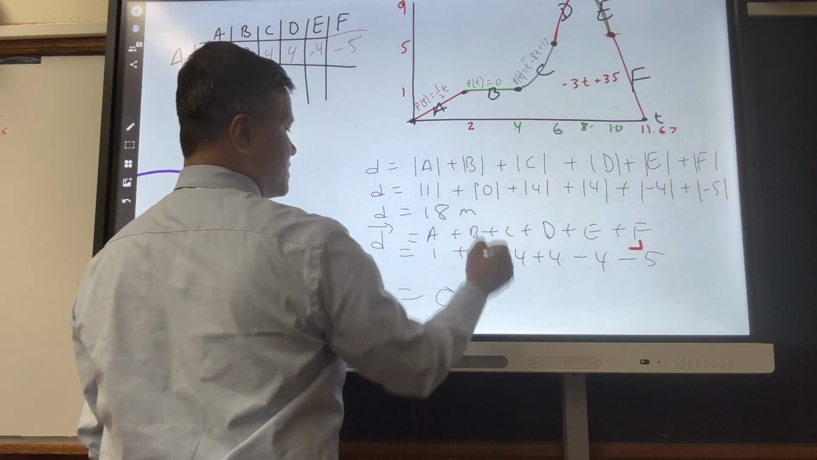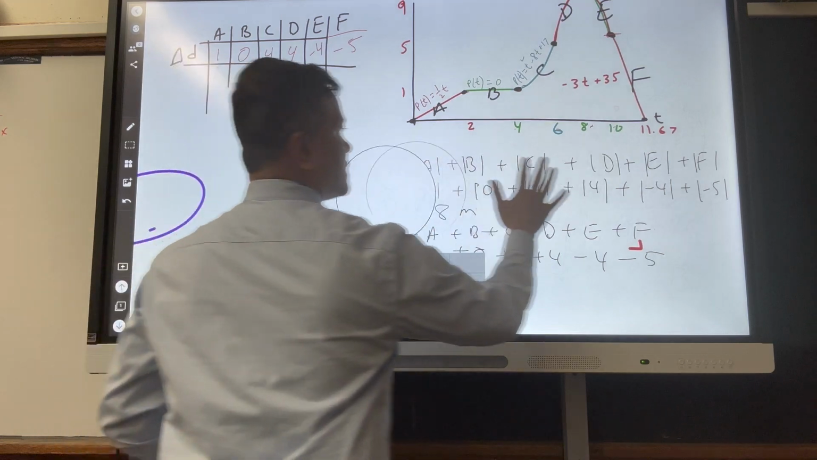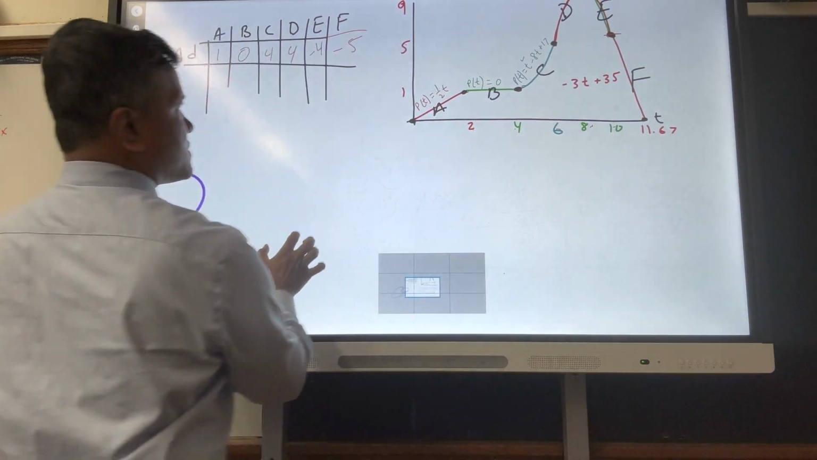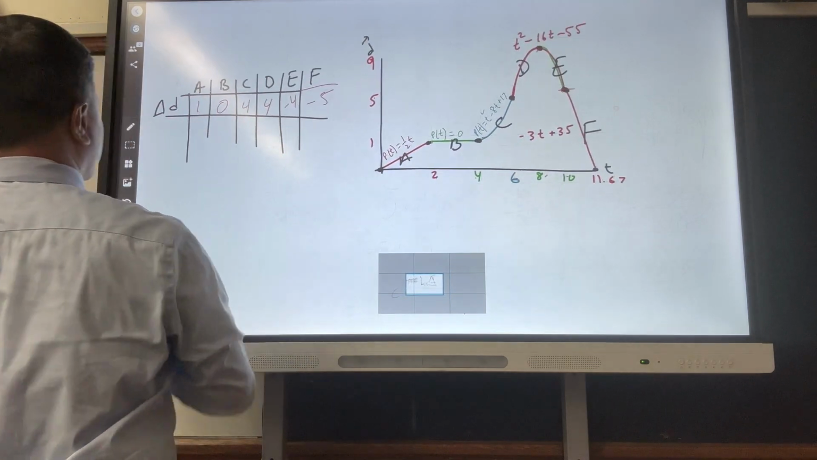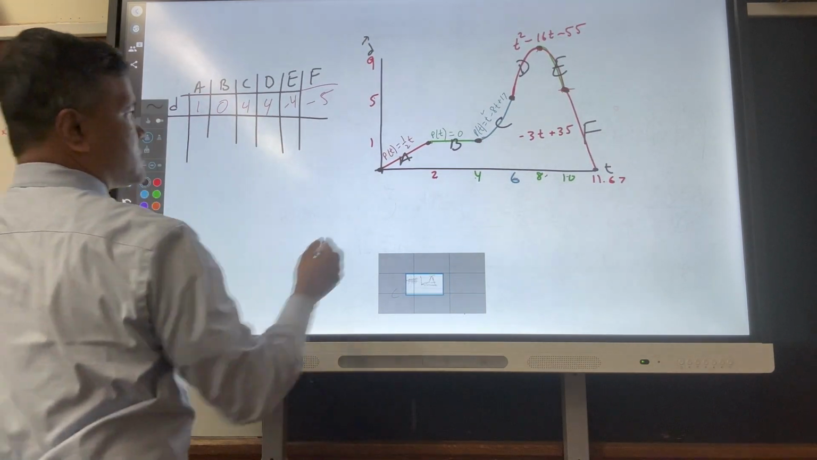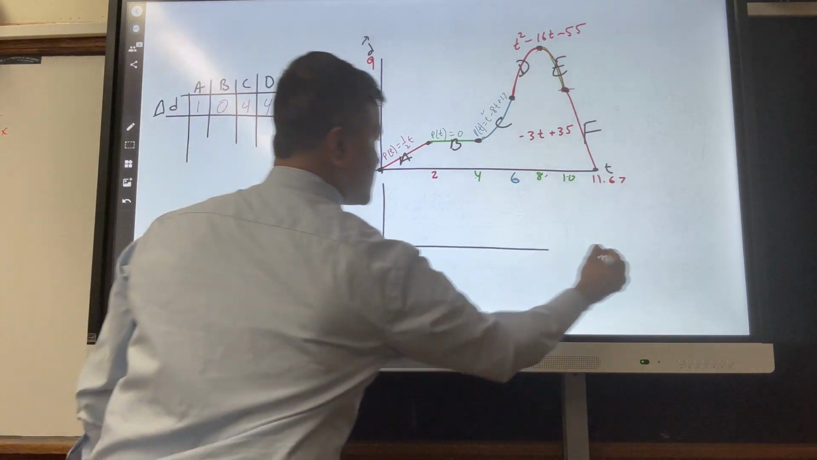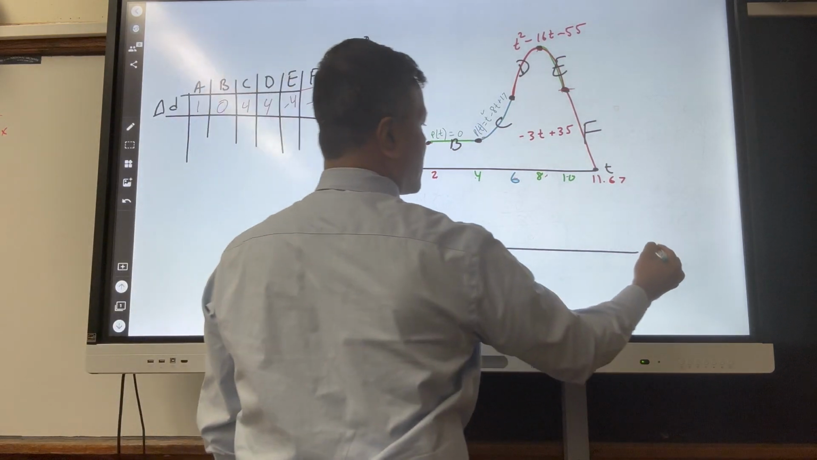Okay, good. Now we're going to convert this one to a VT graph. How are we going to do that? This is how we're going to do that. This is a VT graph, velocity versus time.